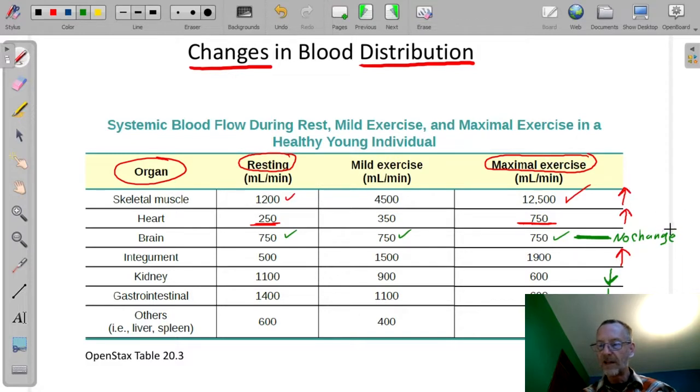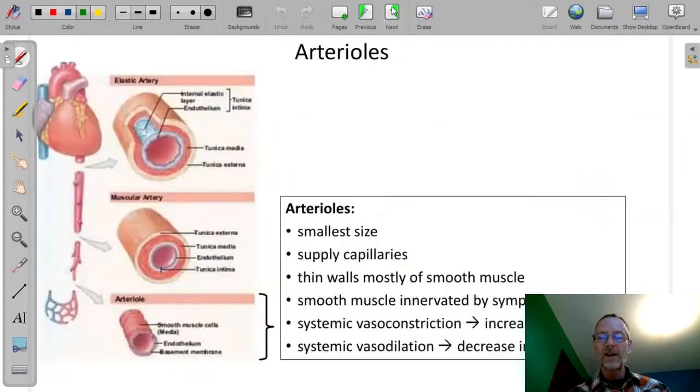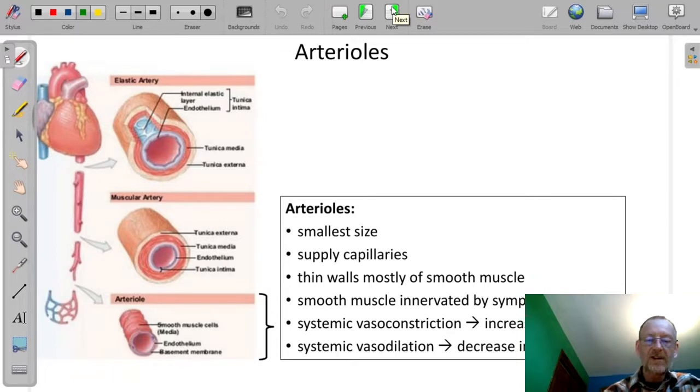Again, the brain is no change. The skeletal muscle, heart, and integument increase. Kidneys and GI tract go down. That should make sense. Next slide, we're moving further away from the heart. So we're done with the arteries. And now we're down to the smallest blood vessels, the arterioles.